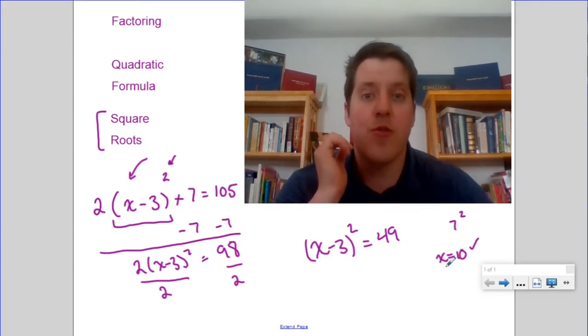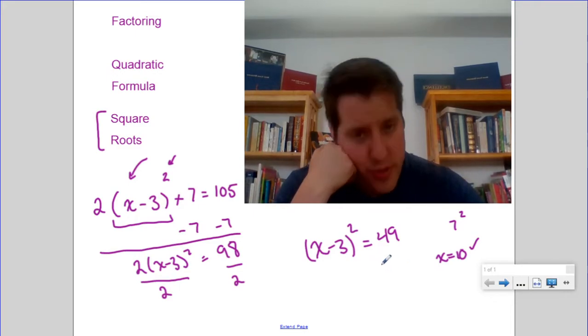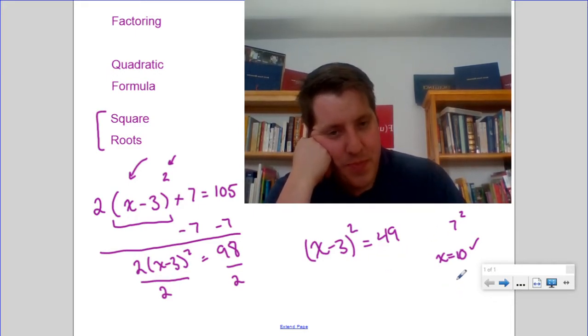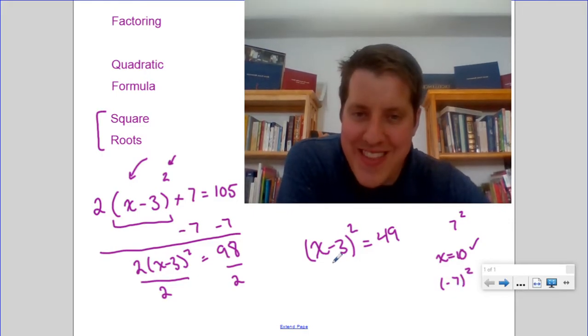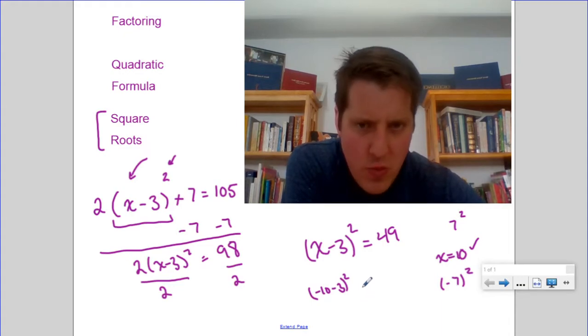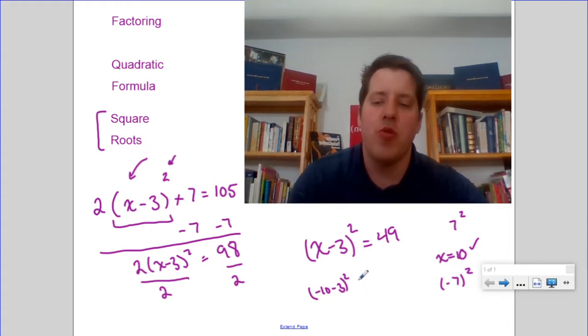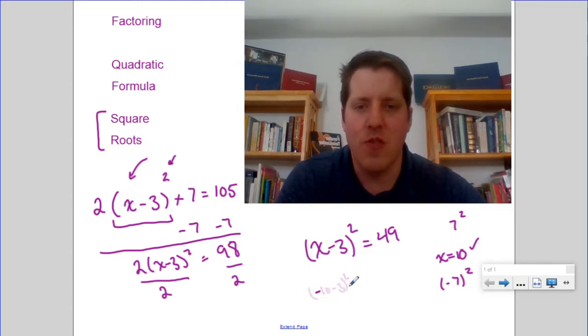Now for the other solution, well, the other thing that I can square is negative 7. And if I square that, I'll get 49. But that doesn't mean that the answer to this is negative 10. If I did negative 10 minus 3, it'd give me negative 13. And if I square that, I get 169, which isn't 49. So how do I get that other answer? How do I get that thing that'll give me negative 7 squared?